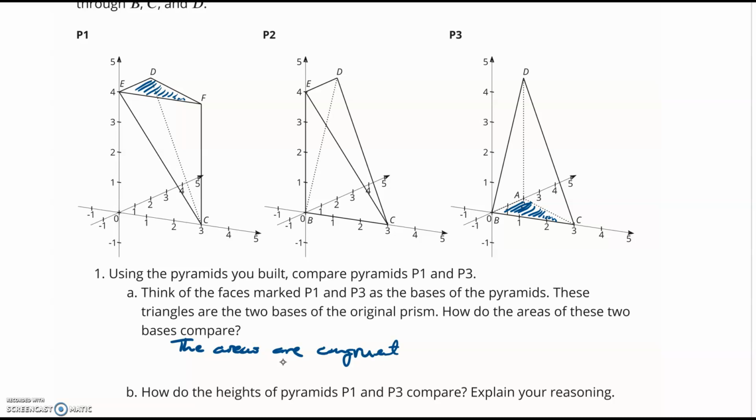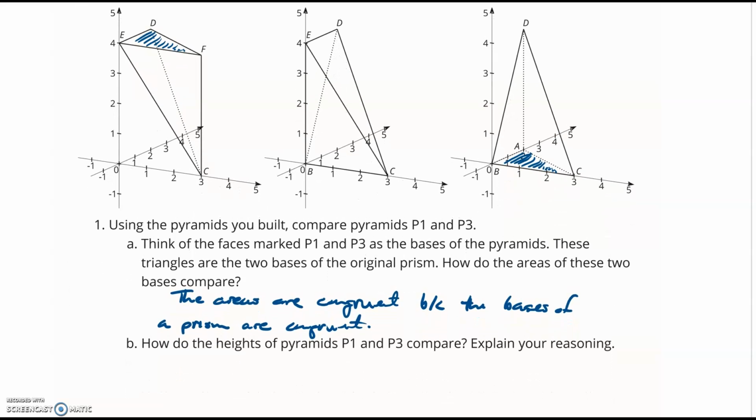And how do we know that? Well, we know that because the bases of a prism are congruent. Okay, now how do the heights compare? So these blue bases are congruent in the picture on top. Now, how do the heights compare?